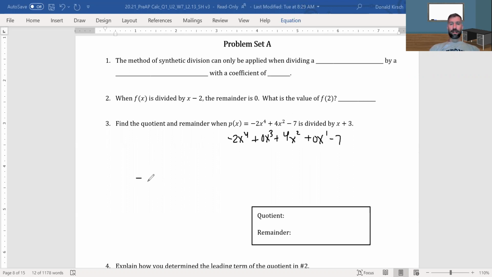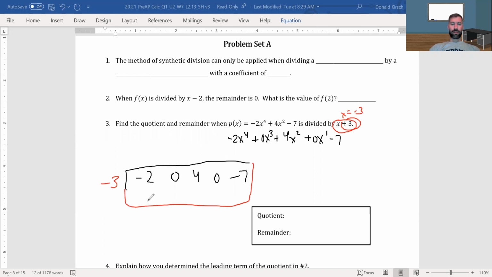So on the inside, I'm going to have those numbers in order. On the outside, I just got to figure out what I'm dividing by. X plus 3. We're only going to include basically the root there, which is going to be -3. And that number is going to go out front. And so now it's just a reminder of what that process looks like.